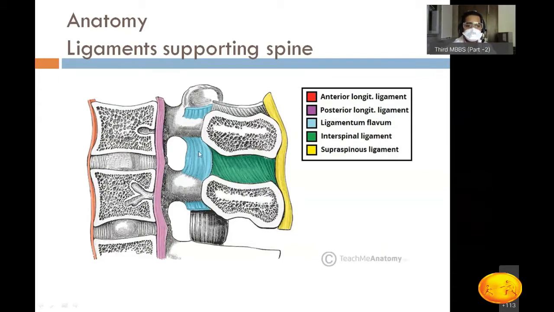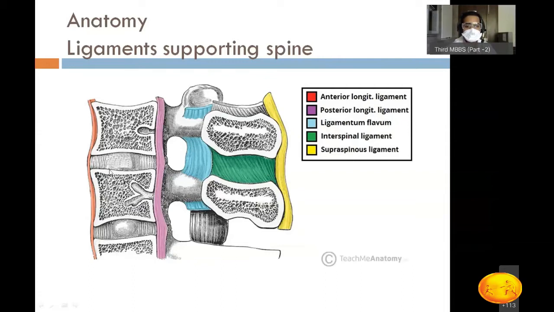This one is the ligamentum flavum. Ligamentum flavum runs from one lamina to the other lamina, so from the inferior surface of the superior lamina to the inferior surface of the inferior lamina. And this is the interspinous ligament between two spinous processes, and the last one is the supraspinous ligament above the spinous processes. So from front to back is the anterior longitudinal ligament, the intervertebral disc, the posterior longitudinal ligament, the ligamentum flavum, the interspinous ligament and the supraspinous ligament.